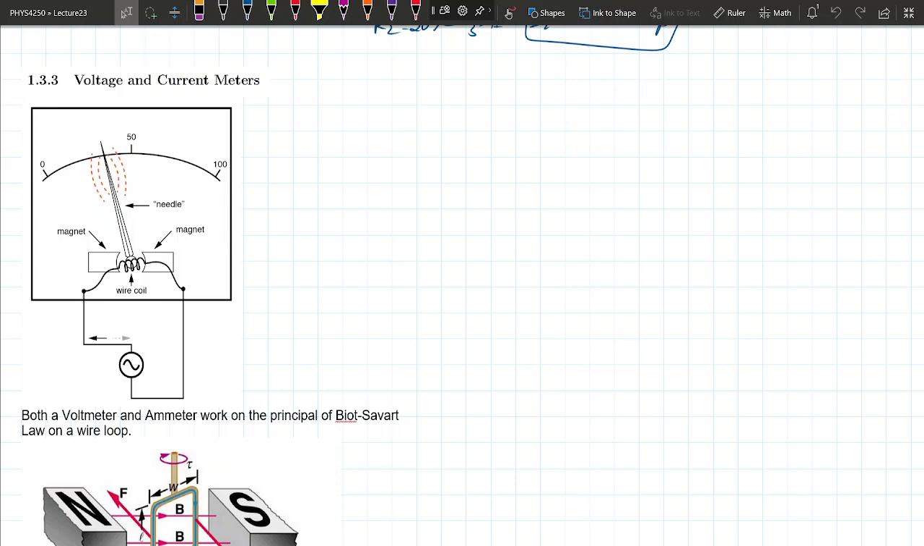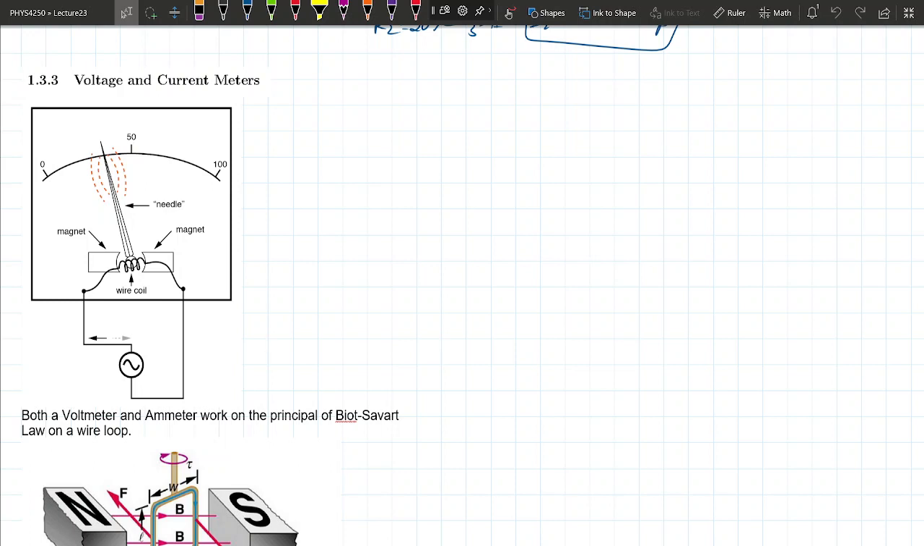Okay. But since this is a lab class, we're going to talk about all these devices that you guys are going to be using, namely a voltmeter and a current meter. So all of you guys should have one of these, right? This little yellow thing, yellow in front at least, right?